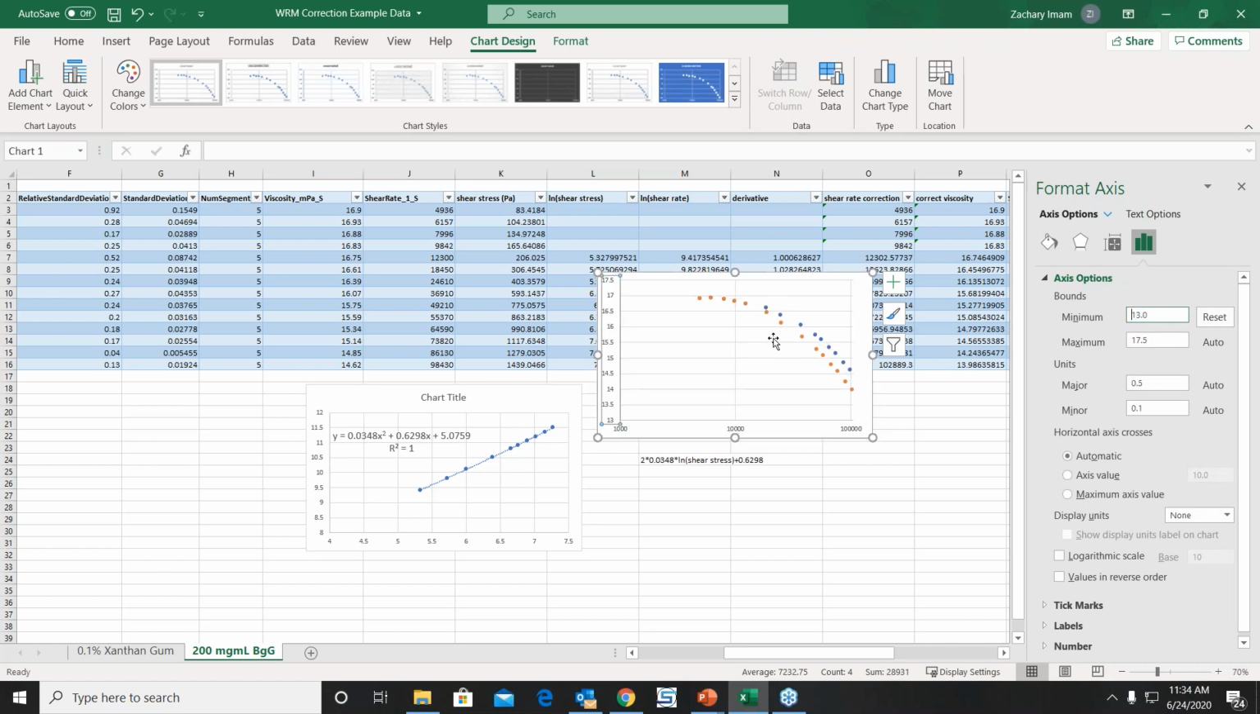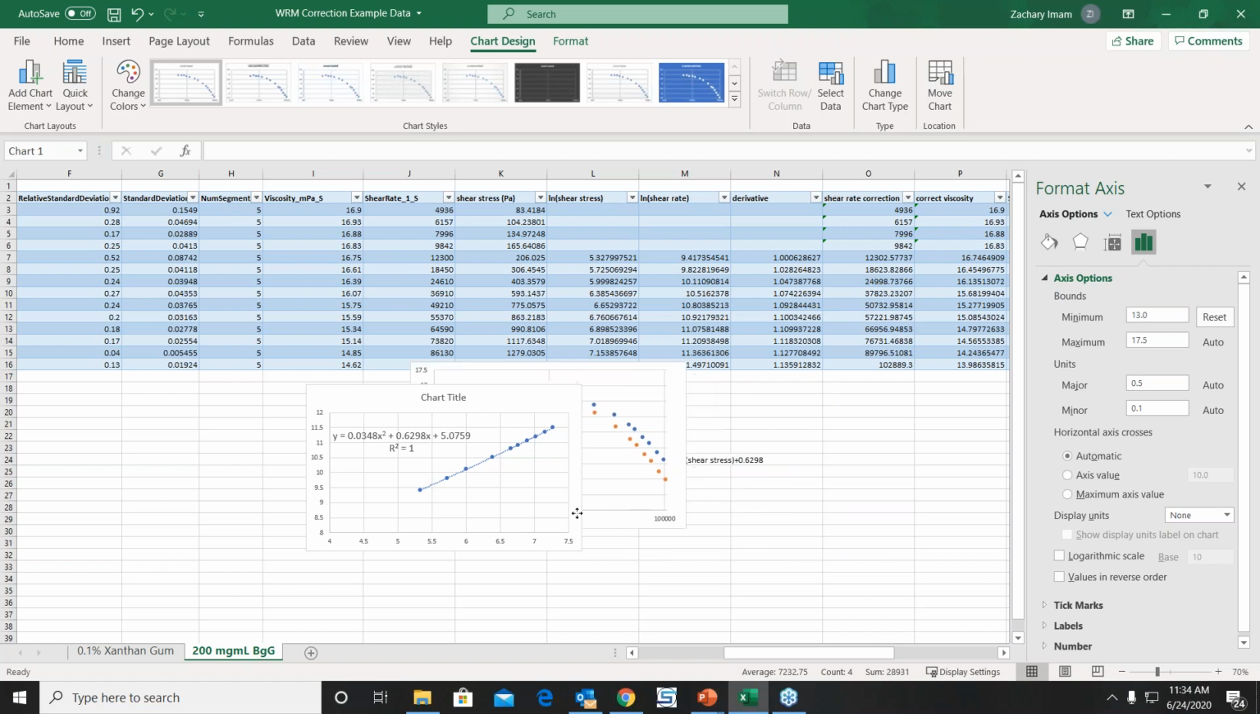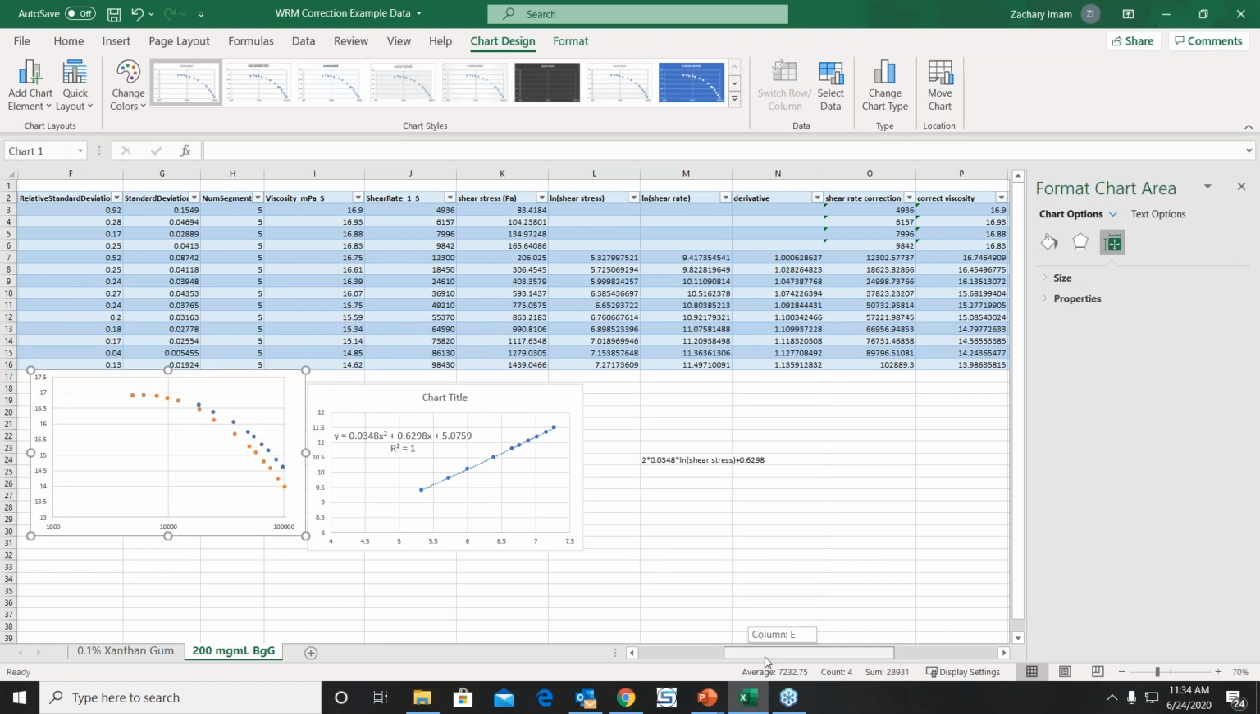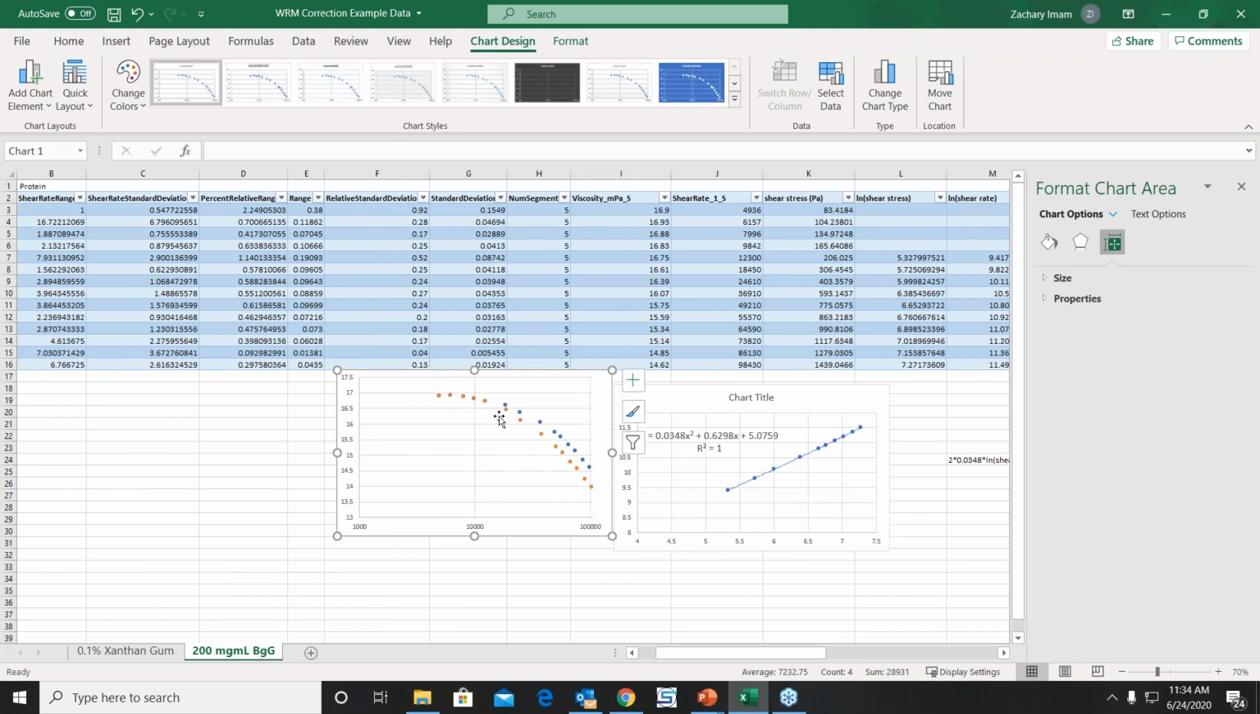So now you can see here that the shear rate of the corrected data is larger than the uncorrected data, and that the viscosity is also lower than the uncorrected data. So now we have an accurate representation of our non-Newtonian fluid.